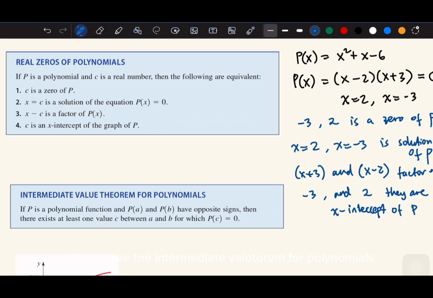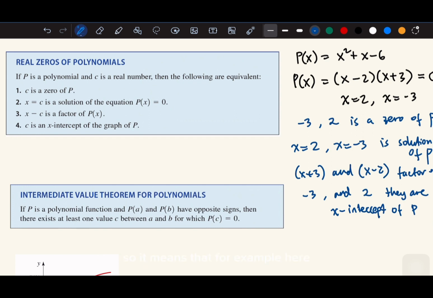And we have the intermediate value theorem for polynomials, the same thing as in calculus, but this intermediate value theorem is more general. This is just to say that if you have the polynomial function p, you have p of a, p of b, meaning you plug in a, plug in b, and if they have opposite signs, it means that in between a and b, you will be crossing the x-axis. So there exists at least one value c in between a and b for which p of c is equal to 0.